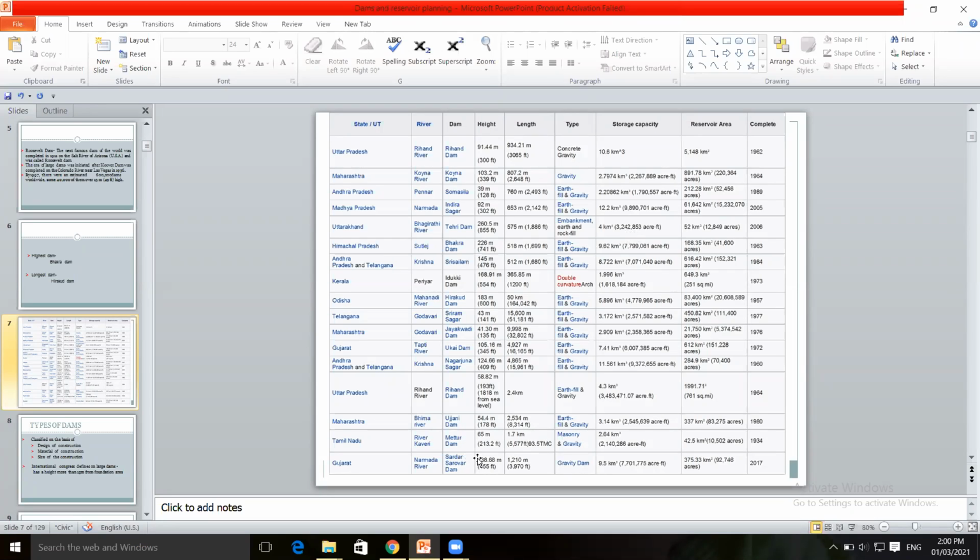After that is Nagarjun Sagar Dam, in Andhra Pradesh and Telangana, which is constructed across the Krishna River. This is one of the multi-purpose dams, having height 124.66 meter and length 4,865 meter, and the type of dam is earth fill and gravity. Both Bhakra Dam and Nagarjun Sagar Dam are built with the same material, earth fill and gravity.